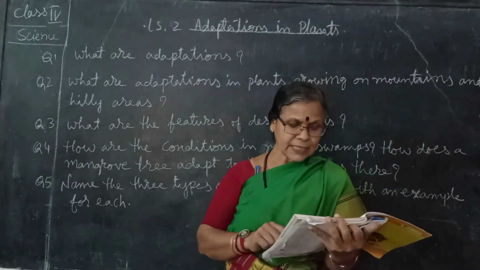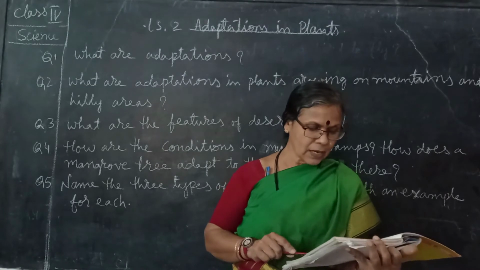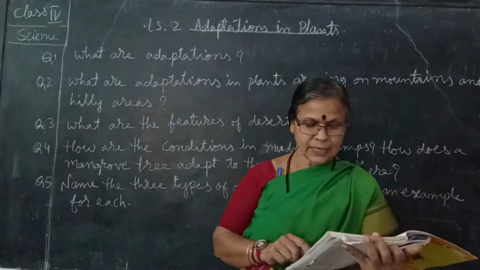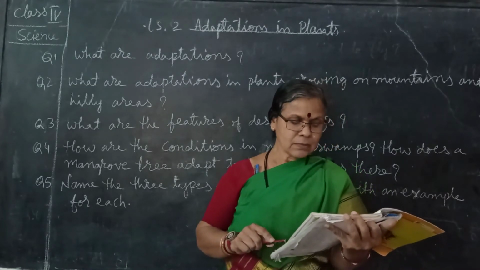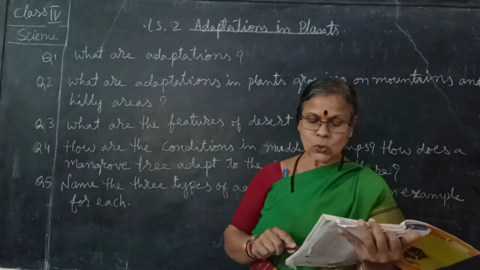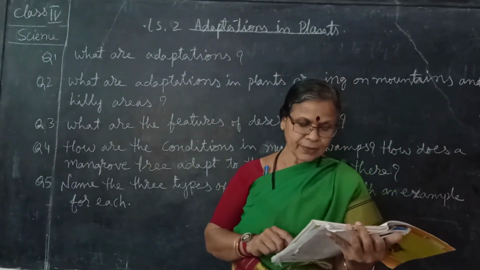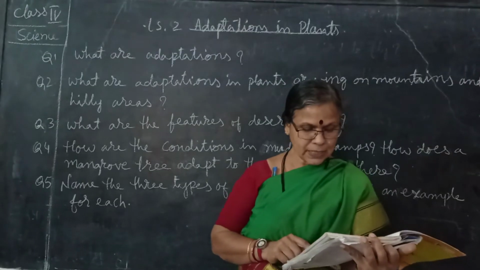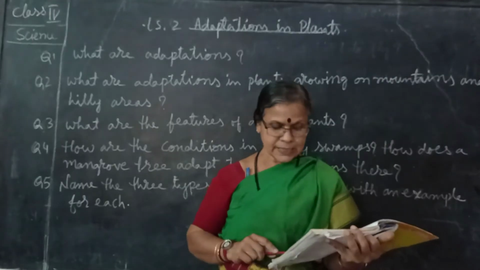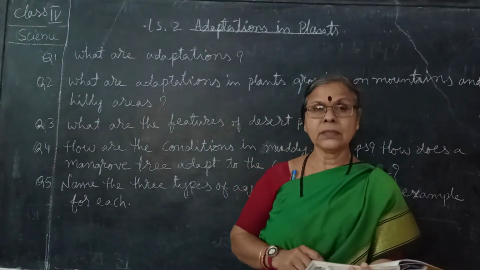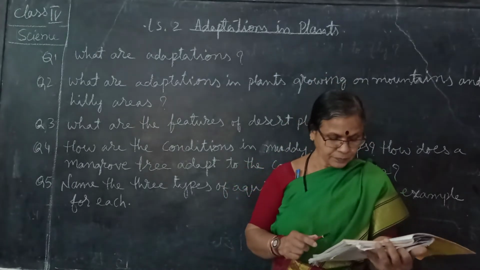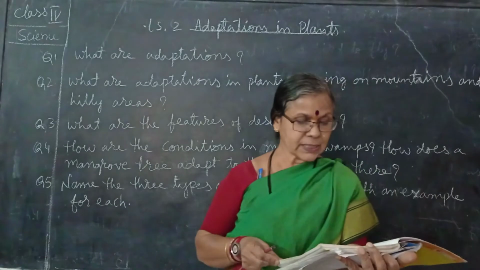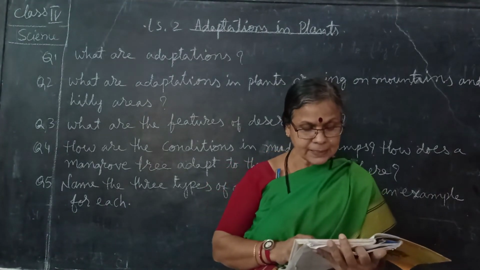Second point is the leaves of these trees are needle-like and have a waxy coating. This stops them from losing water and prevents any damage from snow. Examples are pine, spruce, cedar and deodar. Once again I will read this.